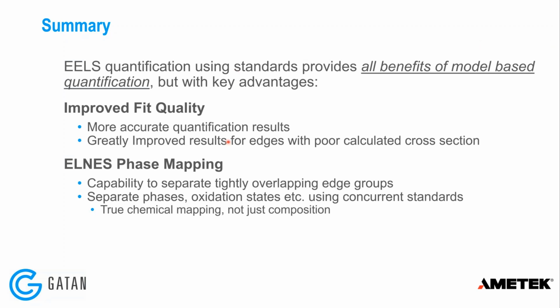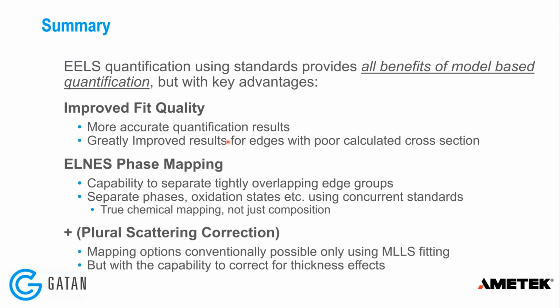And then the final advantage here is that we can do all of this with plural scattering correction. So we have mapping options that are conventionally only really possible using MLLS fitting, but now we're able to correct for thickness effects. This is really useful. It allows us to look at a much wider range of samples. We can look at non-ideal samples, things that are much thicker, and things where the thickness is changing a lot.